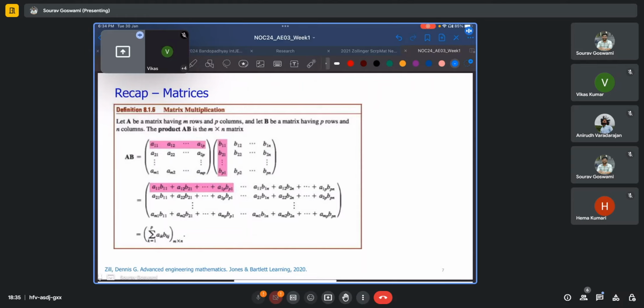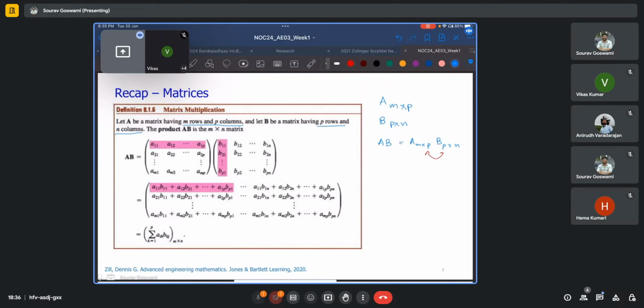Again, some simple recapitulation of matrices, especially matrix multiplication. The important thing to note is when this multiplication is defined and when it is not. So when we have two matrices, say A having m rows and p columns, and B having p rows and n columns, then the product is defined, and it is defined only for the multiplication AB, because it's m cross p times p cross n. So only because the number of columns of A is equal to the number of rows of B. Only then is this multiplication defined.